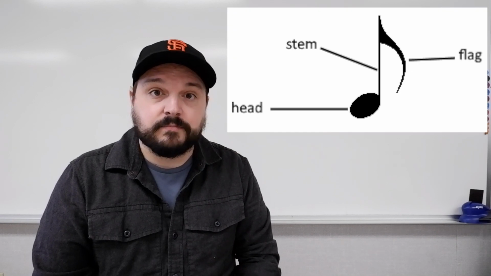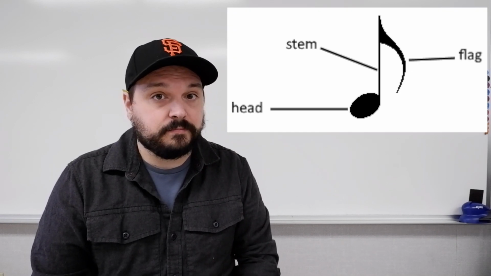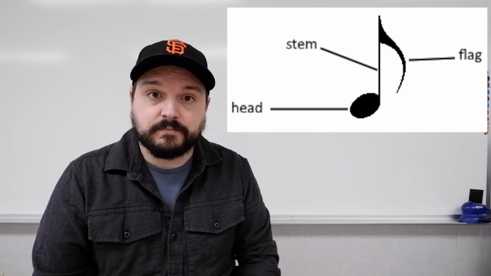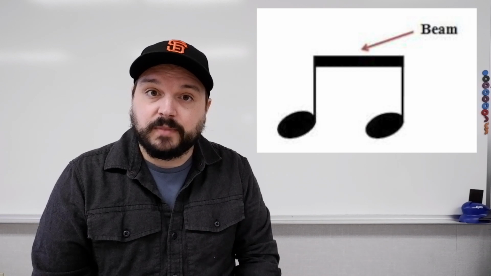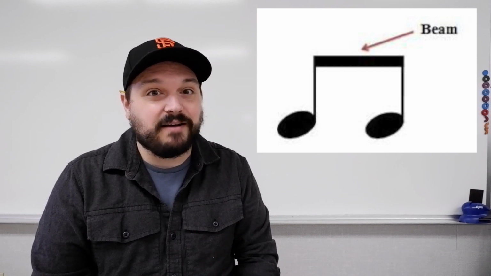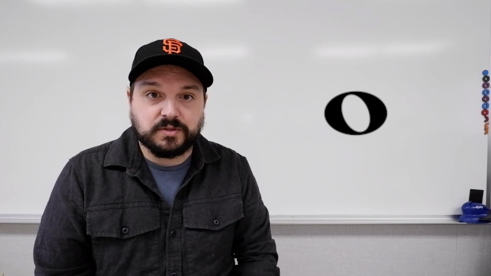So let's review. Our music notes have a head, a stem, a flag, and a beam. And remember, not all music notes need to have all of these things. So this music note only has a head. This one has a head and a stem. And this one has a head, a stem, and a flag. All music notes, but they all look slightly different.